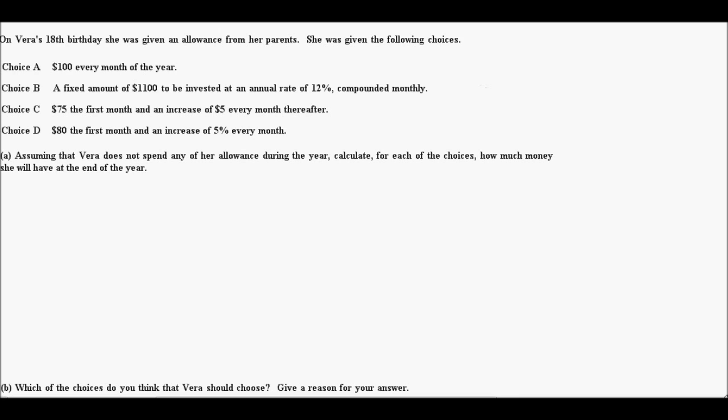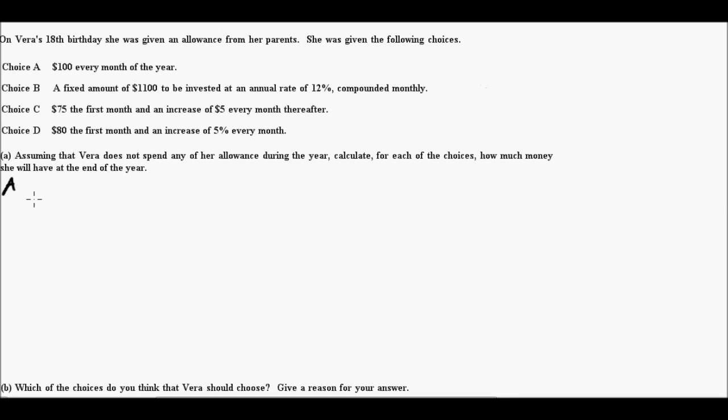Part A says, assuming that Vera does not spend any of her allowance during the year, calculate for each of these choices how much money she will have at the end of the year. Okay, so let's just start off one at a time here. We'll start with choice A.